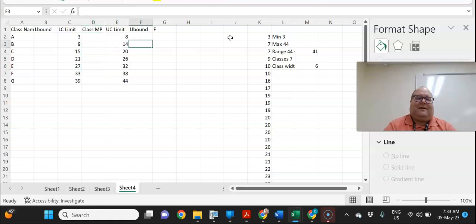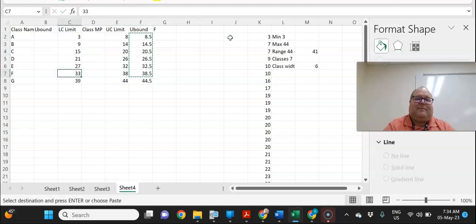And the gap between 8 and 9 can be split in two at 8.5. Between 14 and 15 is 14.5. And this gap is 4 units. 20.5, 26.5, 32.5, 38.5, and 44.5.